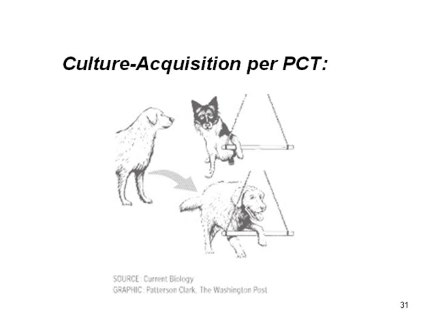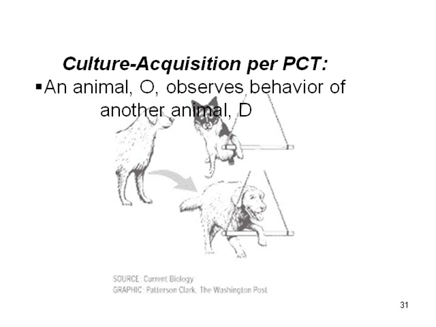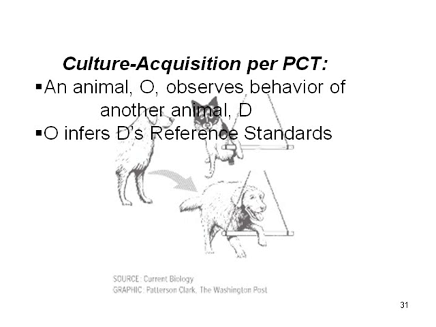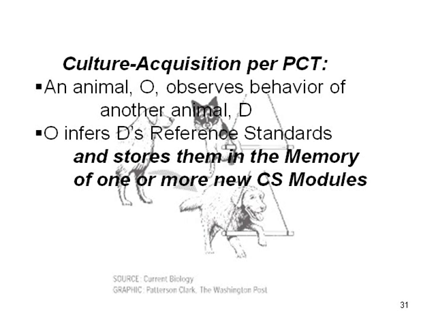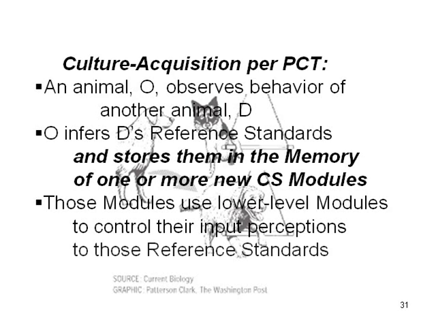Observing the behavior of a demonstrator animal D, an observer animal O infers the reference standards to which D is controlling her perceptions and stores the inferred standards in the memory of one or more new CS modules in his own brain. Then O's newly acquired CS modules control their input perceptions by using existing and/or additional newly acquired lower level modules. To the extent that O's movements now seem to mimic D's, it is only because they now have a common modular CS hierarchy. In the vernacular, O observes D's behavior and figures out what she is trying to do. Then he works out the means to that goal for himself.